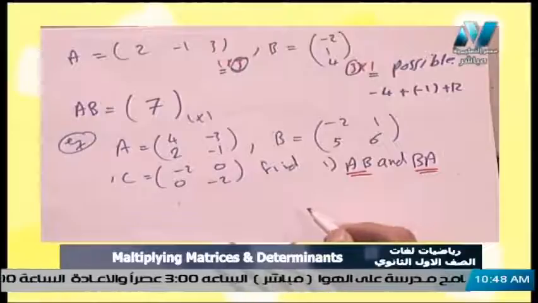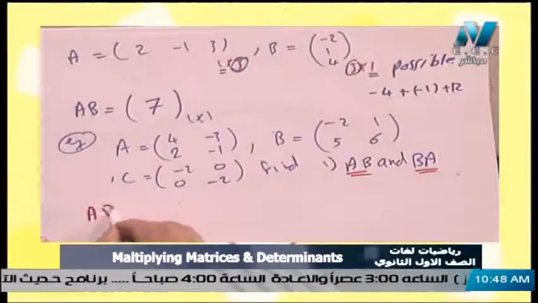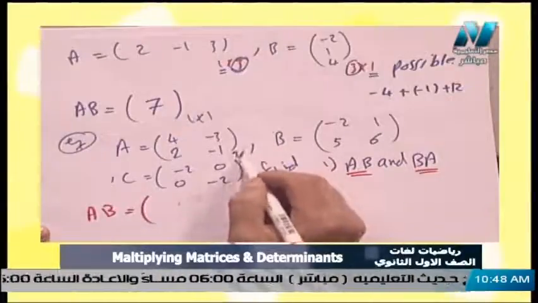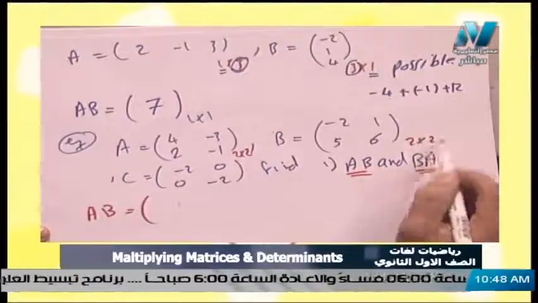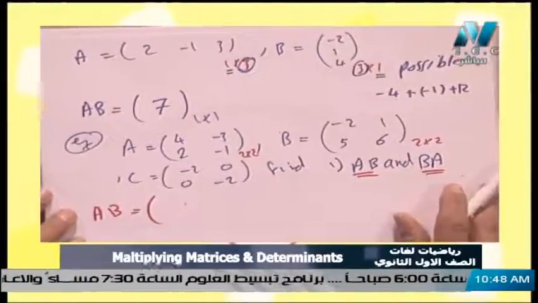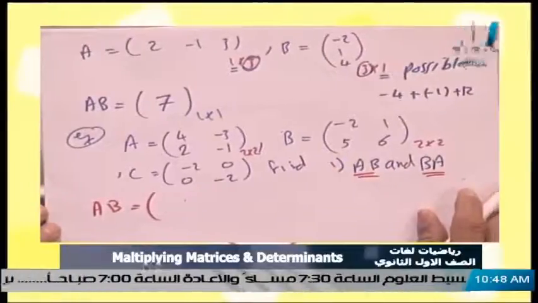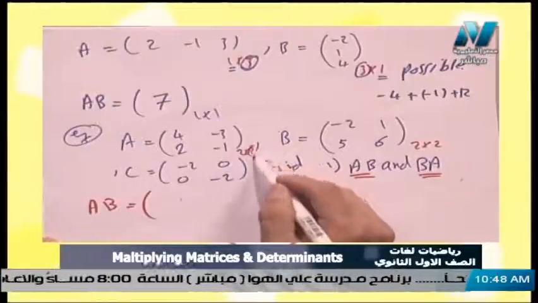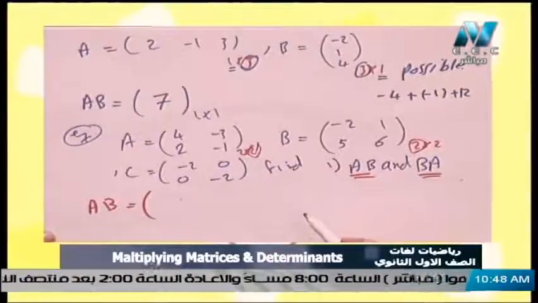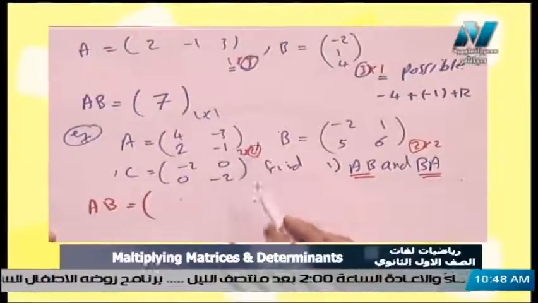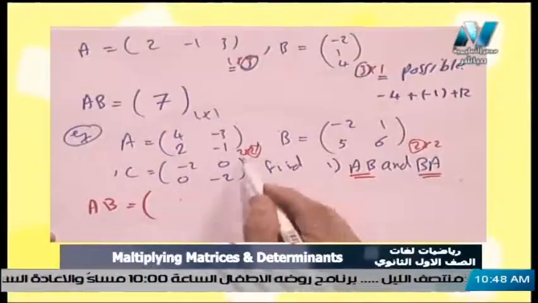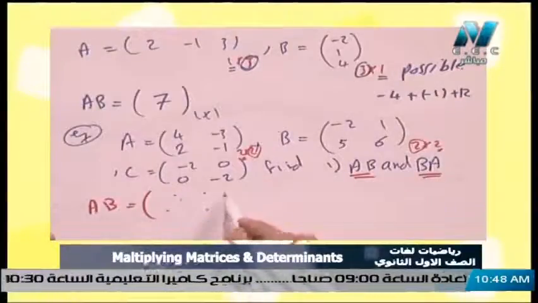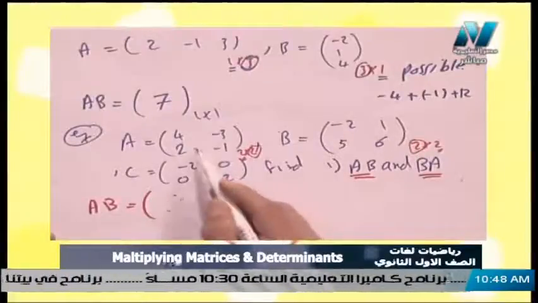Okay, AB equals, what is the order of A? The order of A is 2 by 2. B is 2 by 2 also. Okay. We have 2 by 2 and 2 by 2. So here 2 equals 2. It will be possible to find AB. Okay. And it will be 2 by 2 also. So it will be 2 rows and 2 columns. Okay, let's move to multiplying.